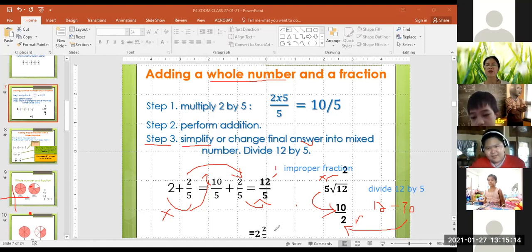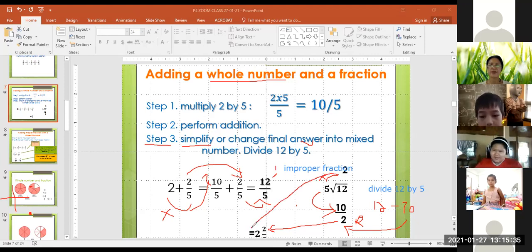What happens here is that you are going to write your answer in this way. So 2 would be the whole number and the remainder goes, this is the remainder, letter R. That's the remainder 2. And the whole number goes there. And of course, your denominator would be the, I cannot see now. I have to move there.